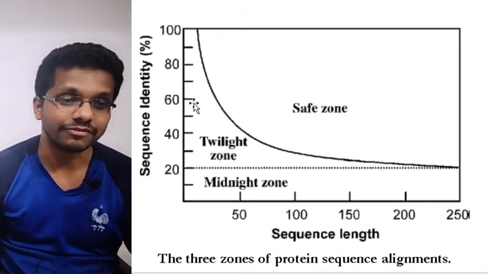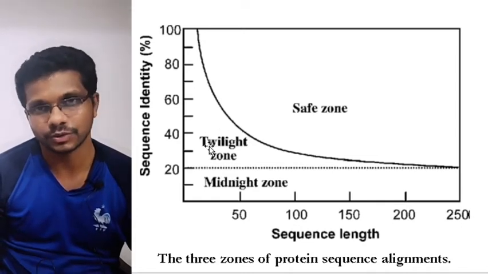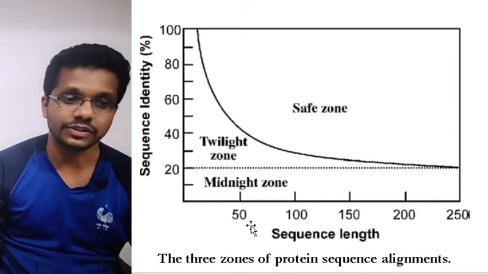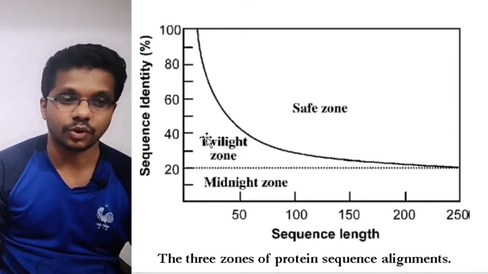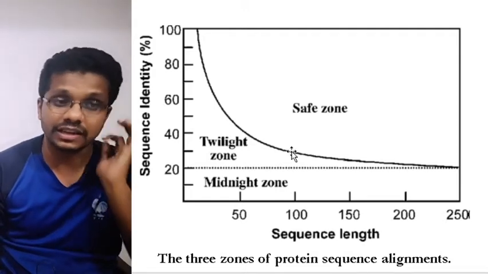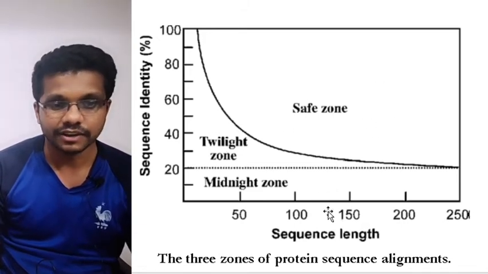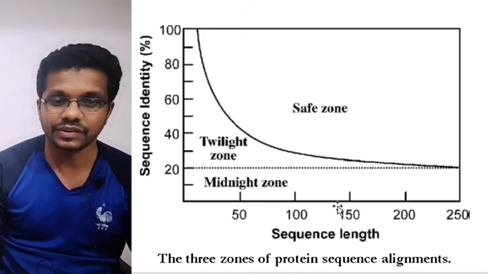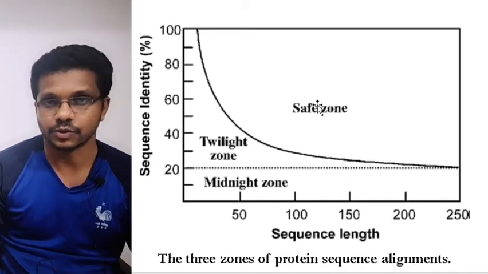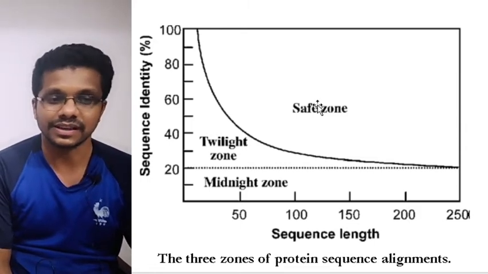Then we have the twilight zone. In the twilight zone, we are not sure whether it is a true similarity or a similarity due to random chance. So if the sequence is short and falls in the twilight zone, we need to do some more experiments to make sure it is not due to random chance. In the safe zone, if a sequence of length 150 has a similarity of 60 percent, that means we can surely say that these two sequences are similar.